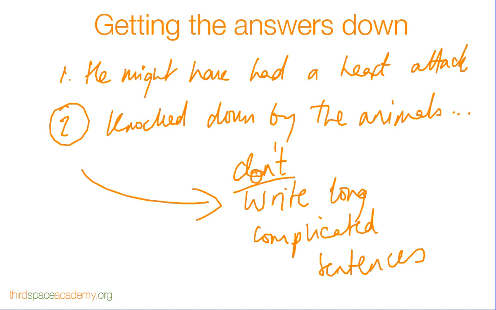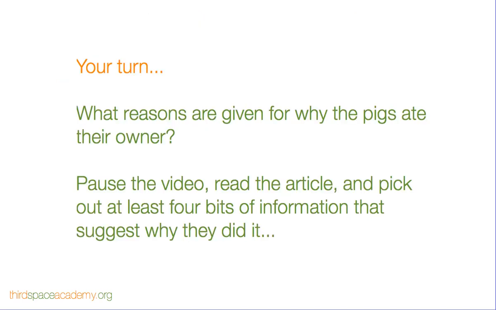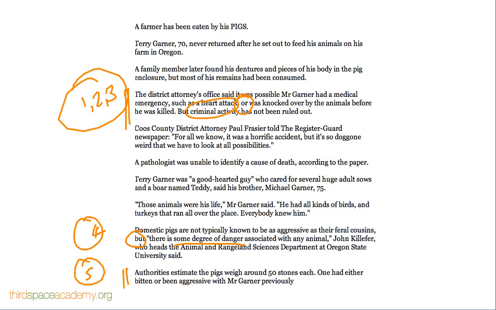Don't think you've got to say things like the first reason, the second reason, blah, blah, blah, unless it's specifically asking you to do that. If it's just asking you to pick out 4 bits of information, write those 4 bits of information down. Don't start going on about any sort of explanation, because you can easily tie yourself up in knots. So it's that straightforward.